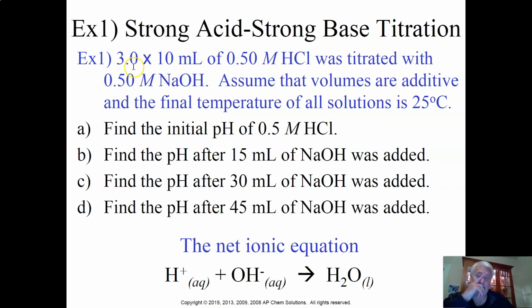30 mils, with two significant figures, very common to what we used in the lab, of a 0.5 molar HCl was titrated with 0.5 molar of NaOH. Okay, so this one we happen to be adding the NaOH to the HCl. Assume that the volumes are additive and the final temperature is 25 degrees.